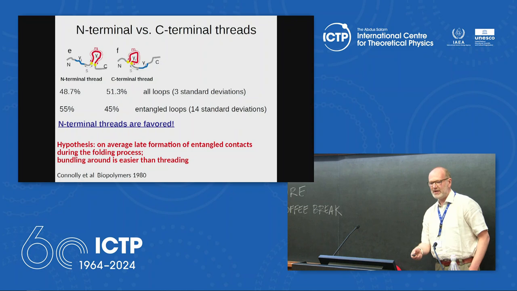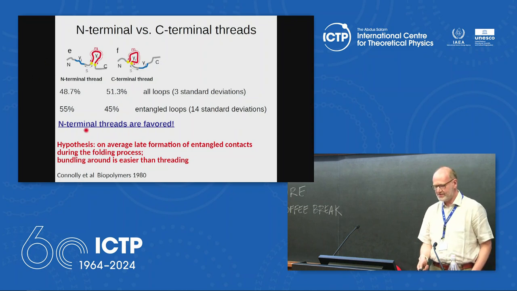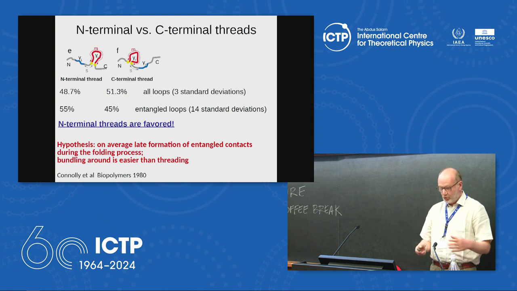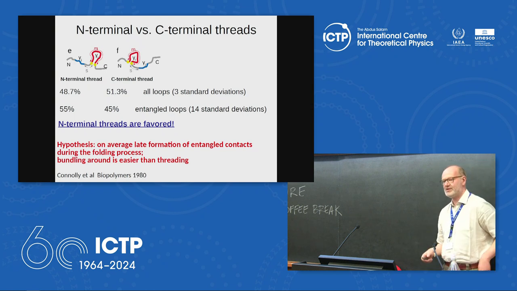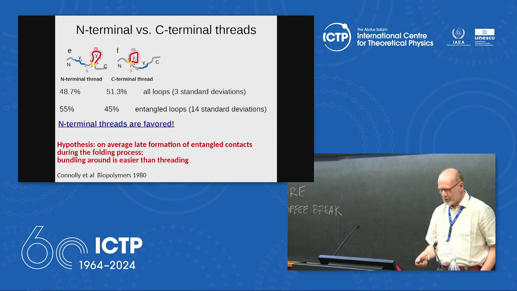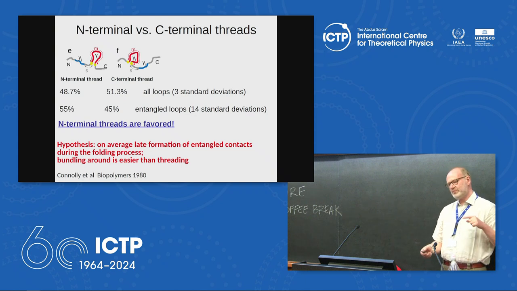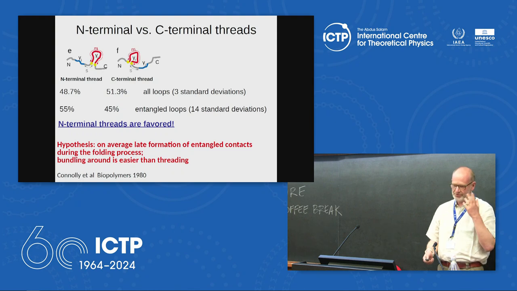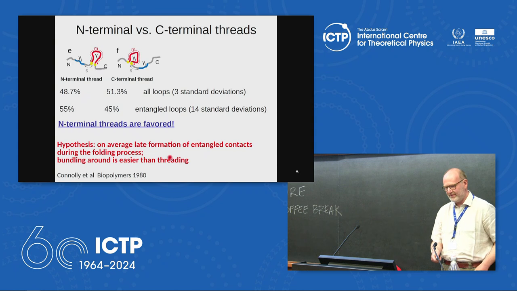This observation, together with the previous one, suggests to us this hypothesis. The idea is that a way for the folding process to cope with the presence of an entangled loop is to have, on average, a late formation of entangled contacts during the folding process. In other words, if you want to form a lasso, you first put in place the thread and then you bundle the loop around it. This should be easier, also intuitively, than first forming the contact and then threading through the loop. Actually, this kind of idea was already put out in this very old paper by the Krippen group.